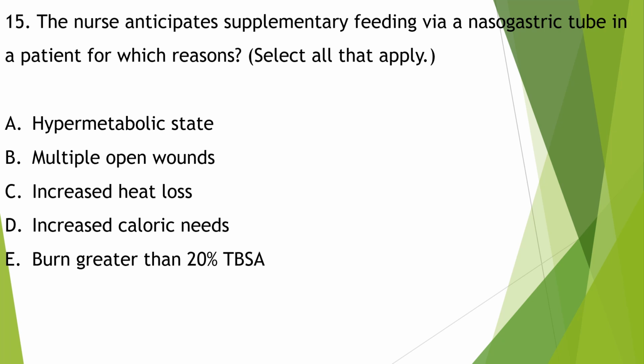Supplemental nutrition should be considered for any burn patient who has sustained a burn greater than 20% of body surface area. And in addition to that, burn patients have open wounds and are in a hypermetabolic state resulting in increased caloric needs. So they have a hypermetabolic state and they have multiple open wounds. Therefore, there is an increased caloric need for patients with greater than 20% of total body surface area.